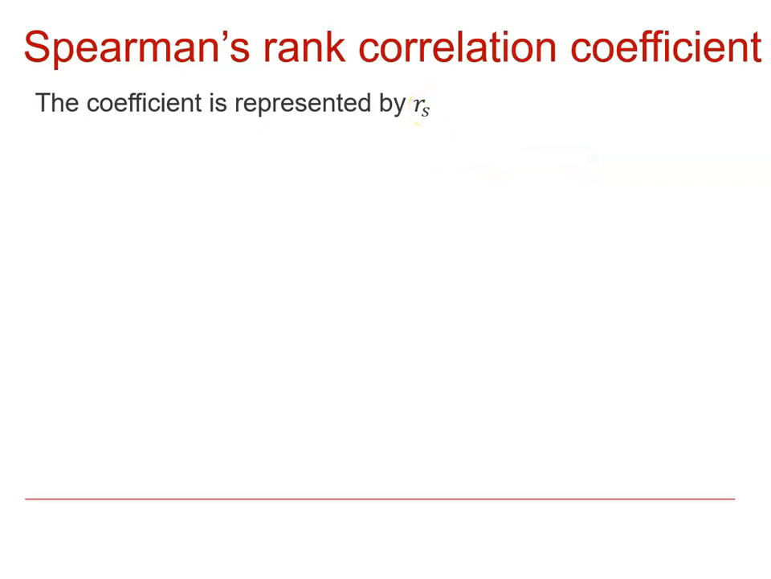So the coefficient is represented by R subscript S, and this is applied to a sample only. Ranking a population is considered, well, infeasible, if you think of how big a population is likely to be to then put everything in order. So this is only applied to a sample.